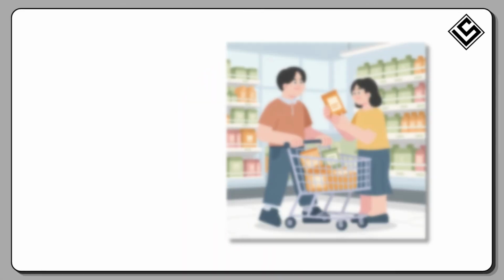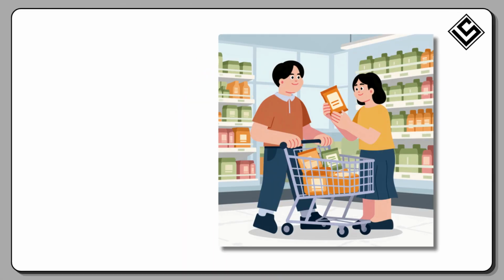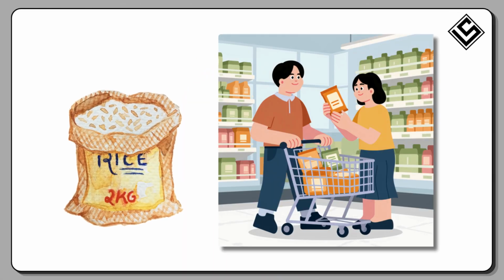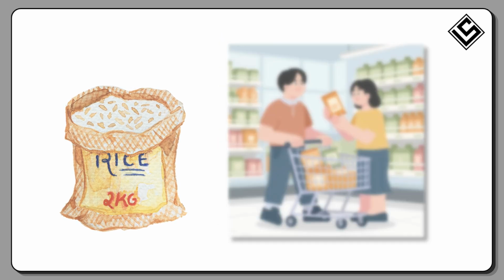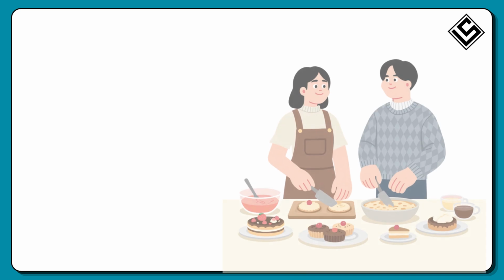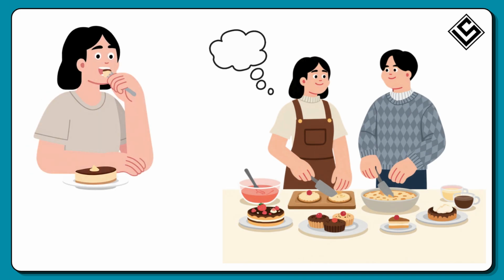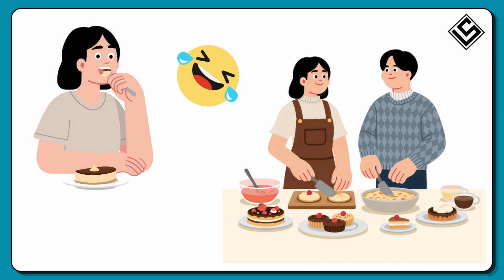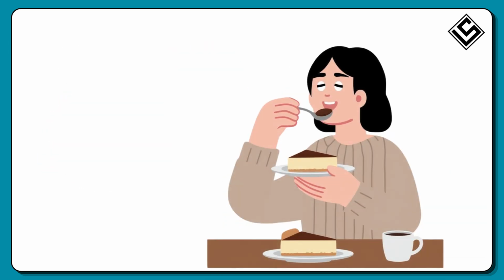Imagine you're at a grocery store to buy a sack of rice. Will you check every single grain in the sack? Of course not. You'll take a handful of rice, look at it carefully, and then decide whether the whole sack is good. Now imagine you've just baked a delicious cake. Would you eat the entire cake just to see if it tastes good? That would be very funny. You simply take one bite, or one slice, to judge the taste.